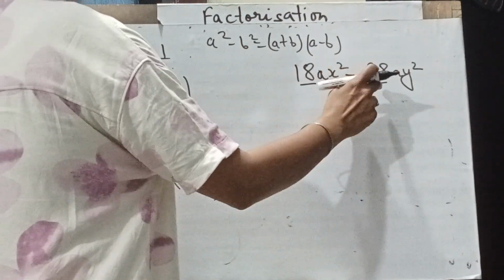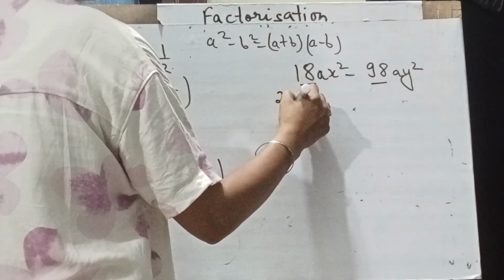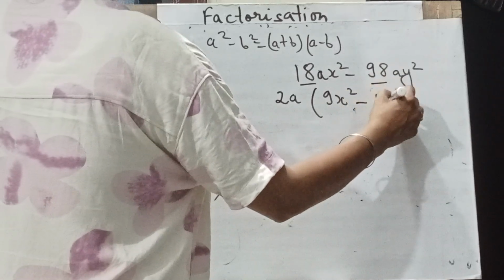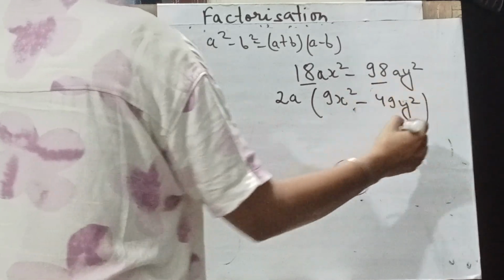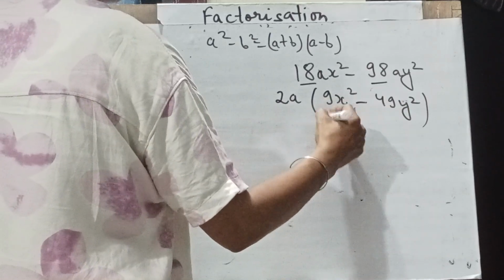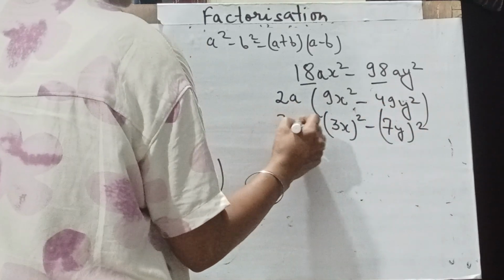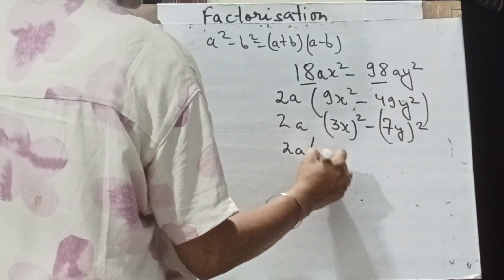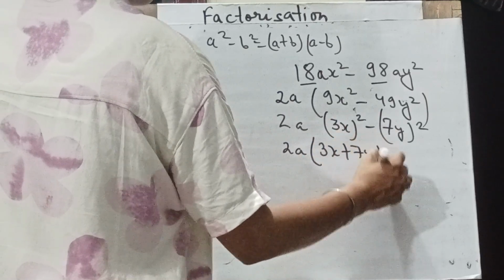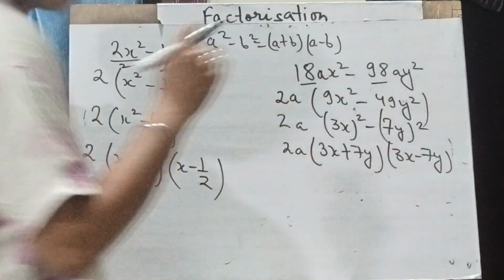2 9s are 18 and 2 49s are 98. Take out 2. A is also common, so take out 2a. So now 9x square minus 49y square. Now we have got the square numbers. It's square of 3, it's square of 7. Once we get the square numbers, we can easily factorize. This is a, this is b, so it will be a plus b, a minus b. The question is done. We will see more questions just now.